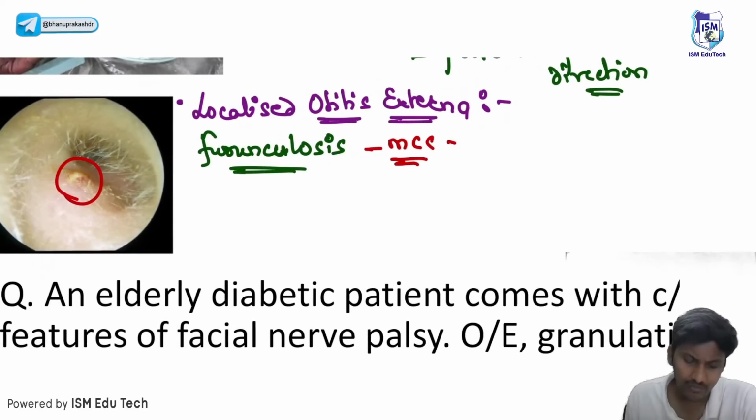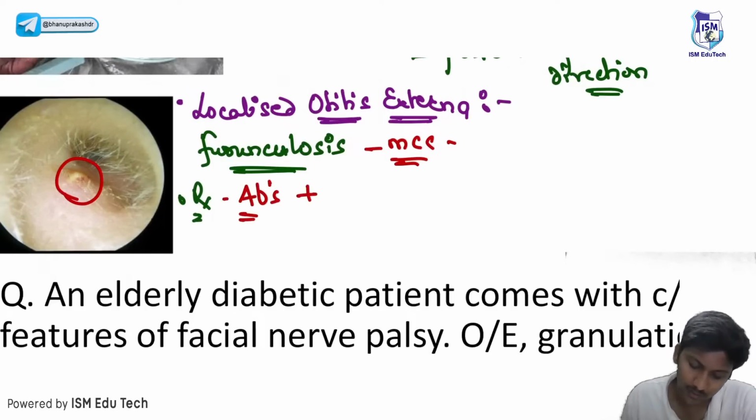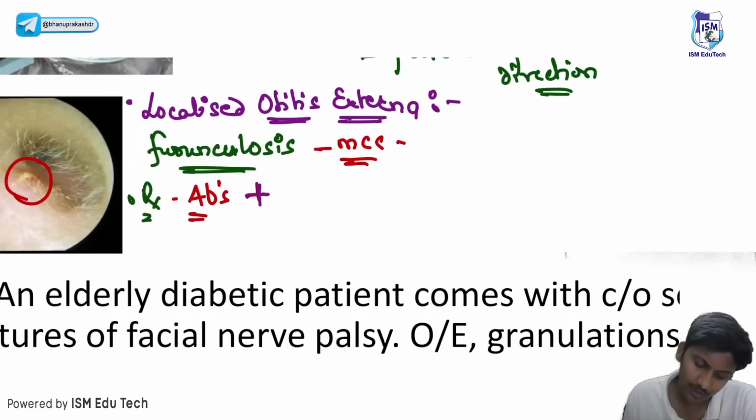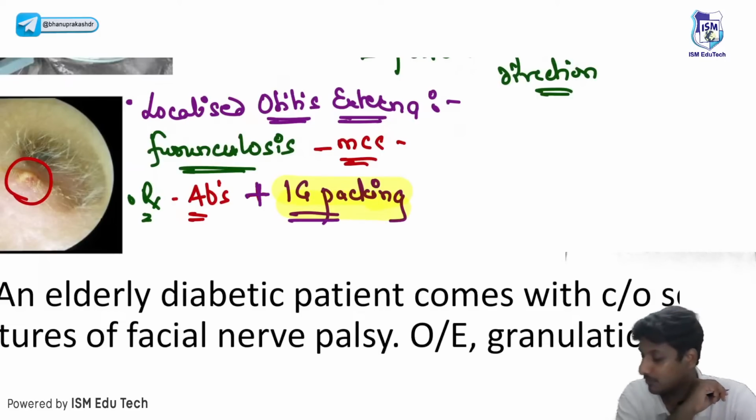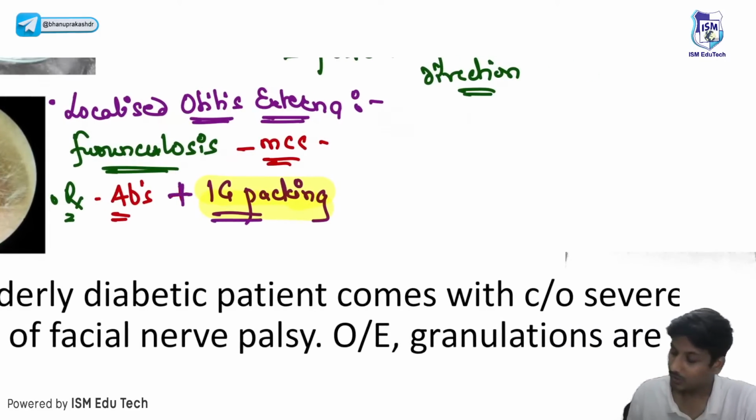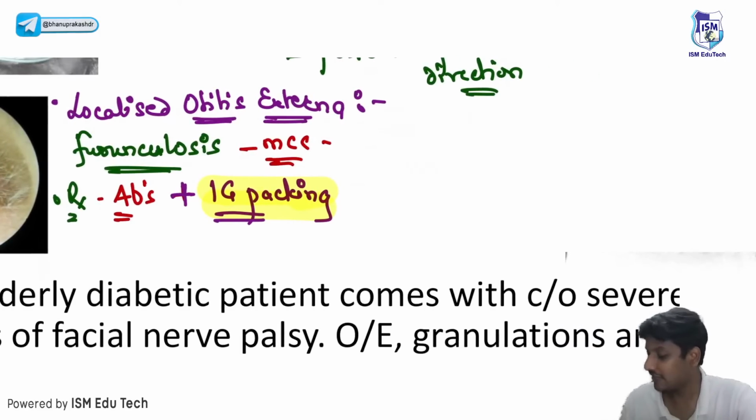Here the patient will definitely have some earache. Usually earache is the complaint. And if they ask you about treatment, as it is an infection, we will go for antibiotics. But along with antibiotics, the important thing that we usually do is IG packing. What is IG packing? Ichthammol glycerine packing. This was a previous year question. Ichthammol glycerine packing has to be done.